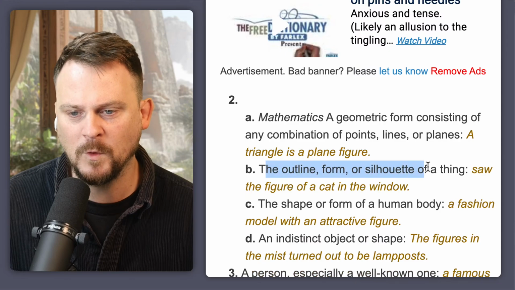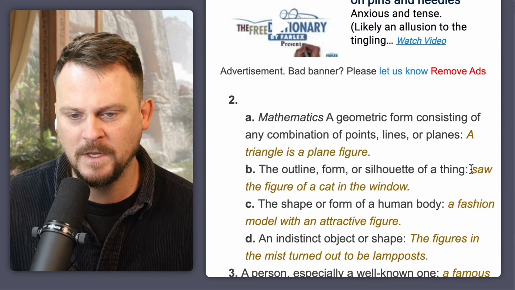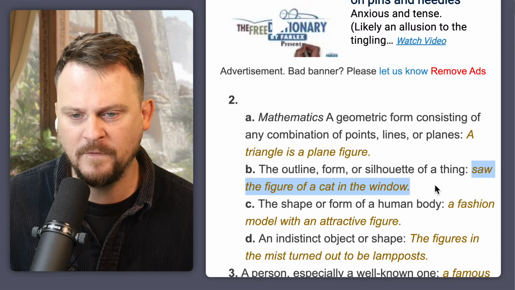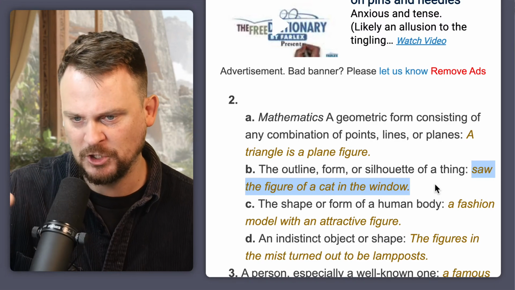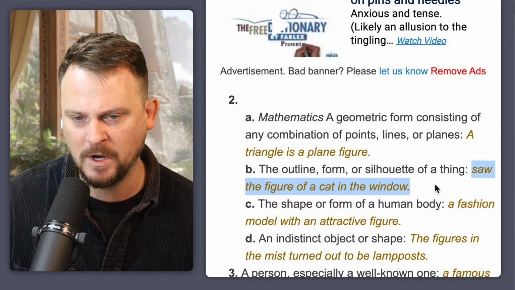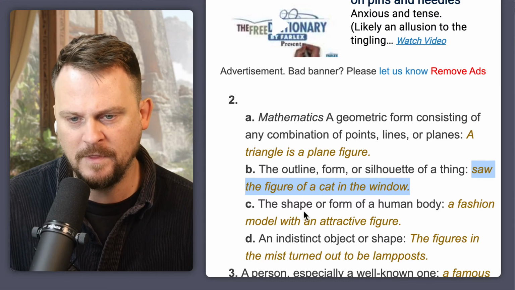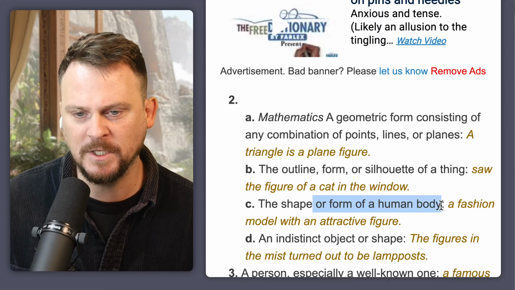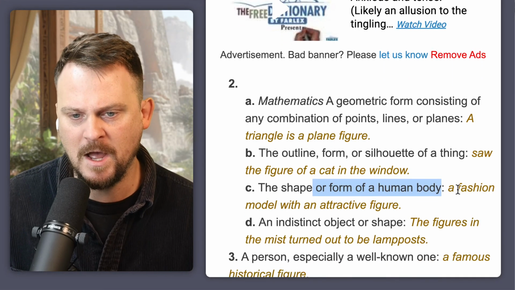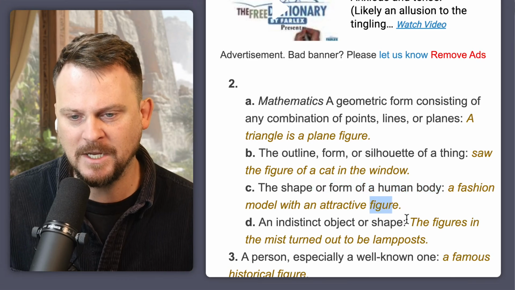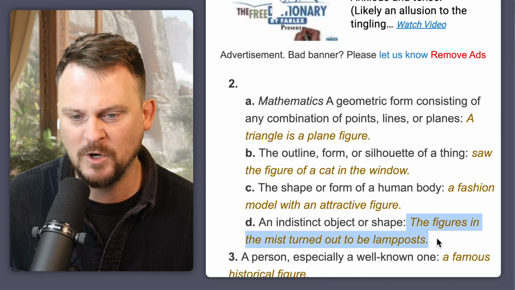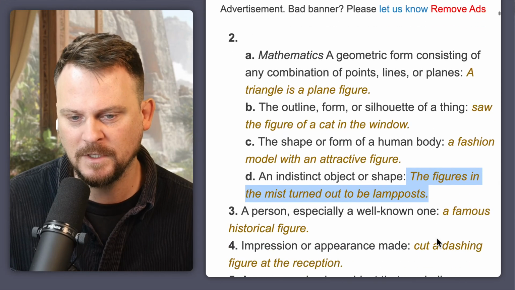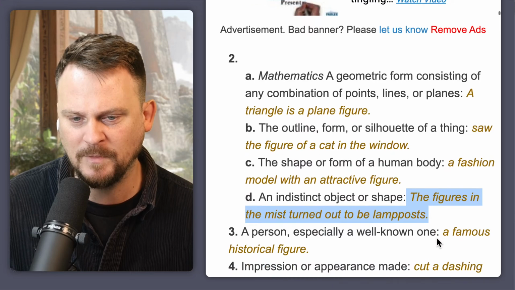The outline, form, or silhouette of a thing. Saw the figure of a cat in the window. Silhouette, I know, is just the shape, if it's very light behind them and dark in the foreground. The shape or form of a human body. So we're talking about shapes here. A fashion model with an attractive figure. And an indistinct object or shape. The figures in the mist turned out to be lamp posts. Okay, so now we're talking about shapes here.